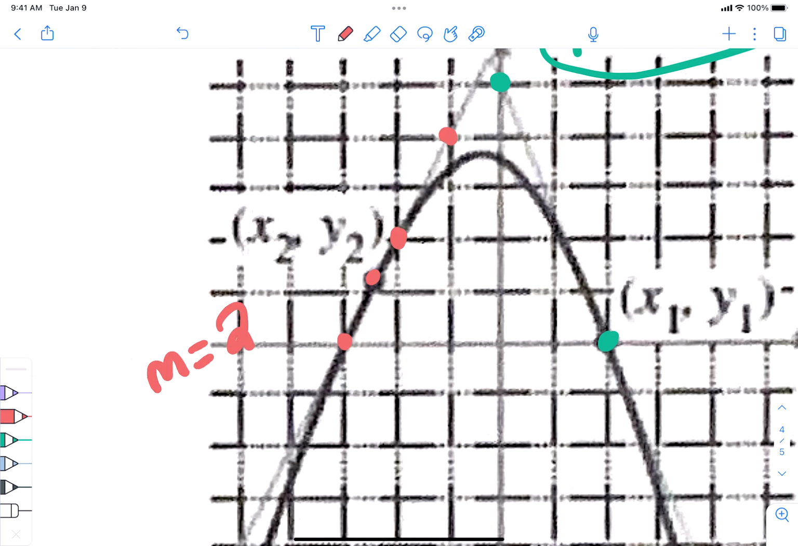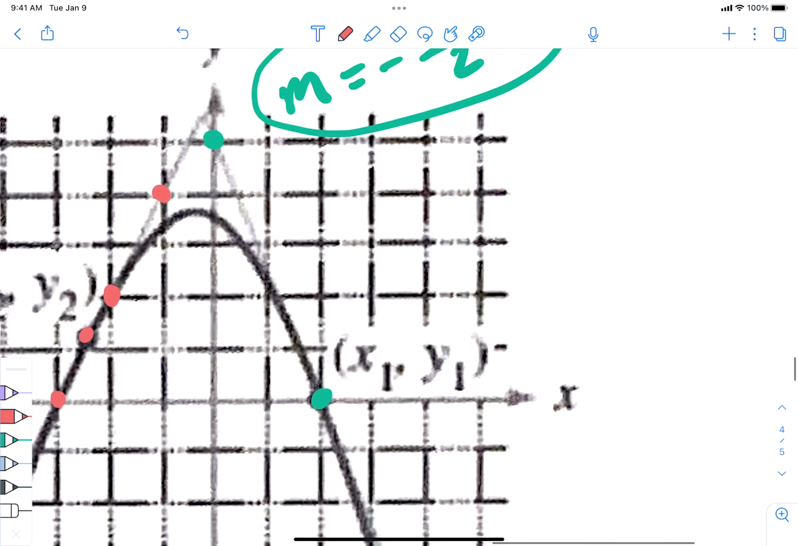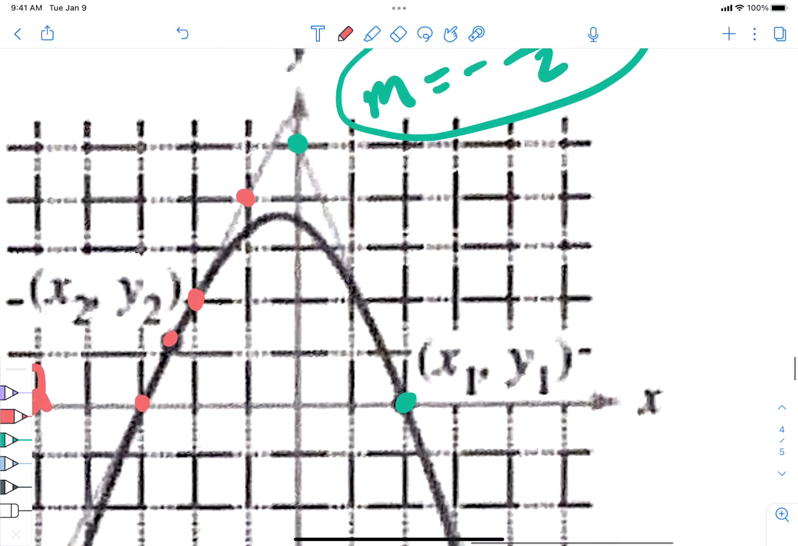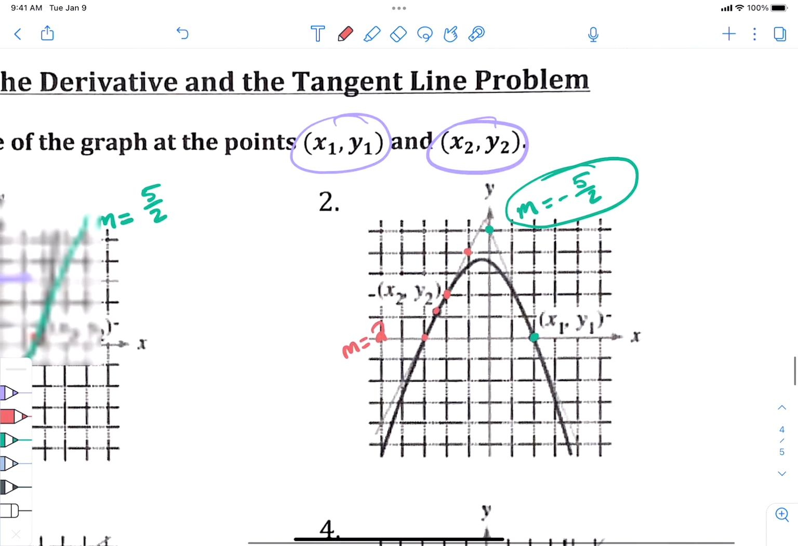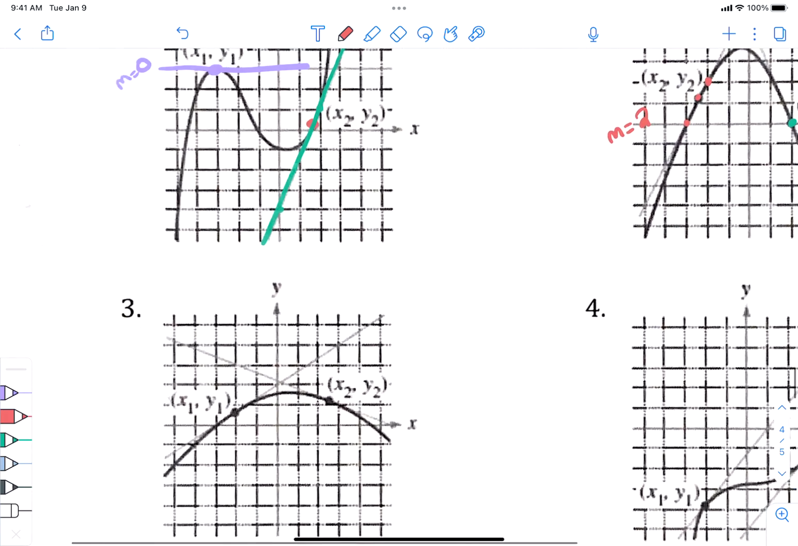Here's a different slope of 2. So how does this relate to a derivative? The derivative at that point is 2. Derivative is the slope. The derivative at this point is negative 5 over 2. That's what his derivative is. Good? Let's go down to this one.